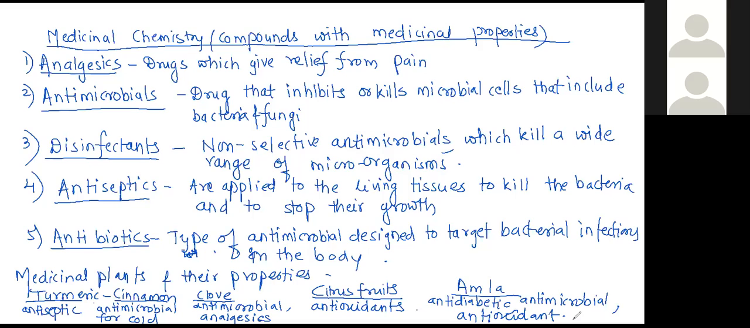Turmeric we use as an antiseptic. Cinnamon, dalchini, is antimicrobial; people drink tea with cinnamon in winter. Clove, lavang: generally if there is toothache, people keep a clove there, because clove is antimicrobial and analgesic, a painkiller. Citrus fruits are used as antioxidants. Amla is good for anti-diabetic, antimicrobial and antioxidant properties.